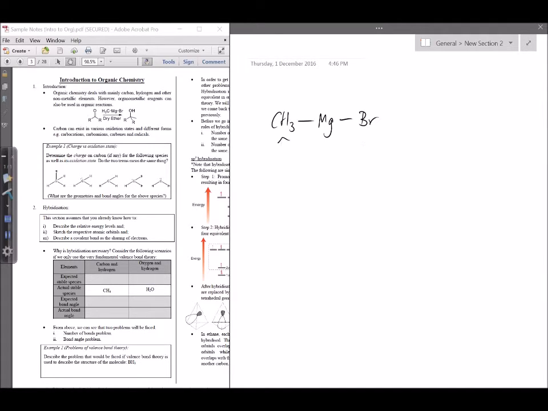Well, it all boils down to electronegativity. I will not go into detail. If you are interested to know why such compounds can be formed, please refer to my chemical bonding notes, right? This is just a brief introduction about this part. Next, carbon can exist in various oxidation states and different forms. So here are some forms: the carbocation, carbanion, carbenes, and radicals. Let's briefly talk about what these species are, right?